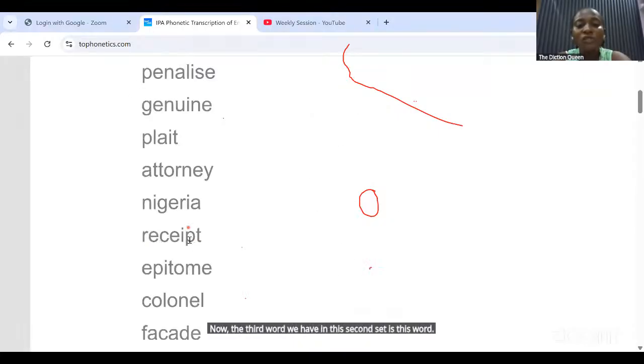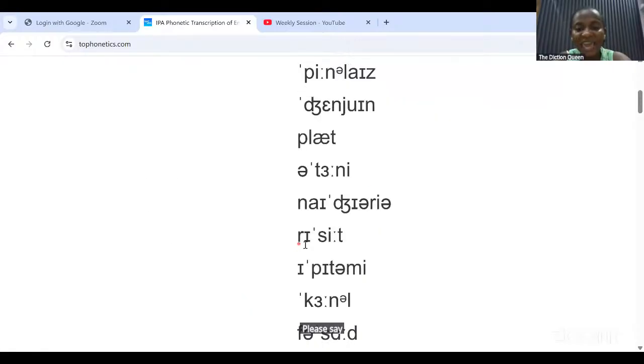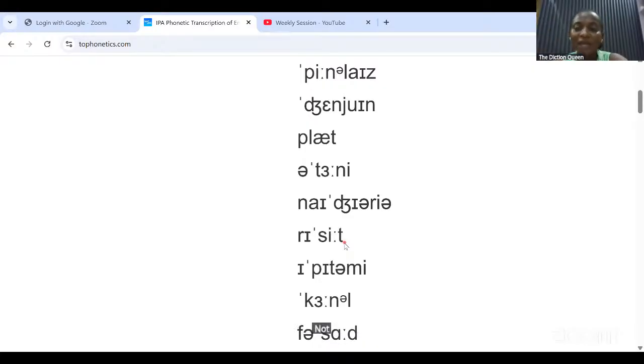Now the third word we have in this second set is this word. The P in this word is silent. So please henceforth, do not pronounce it as receipt. Please say re, receipt. You're stressing the second syllable. The stress mark is before the second syllable, so it means that the second syllable should be said louder, longer, and clearer. Receipt, not receipt.